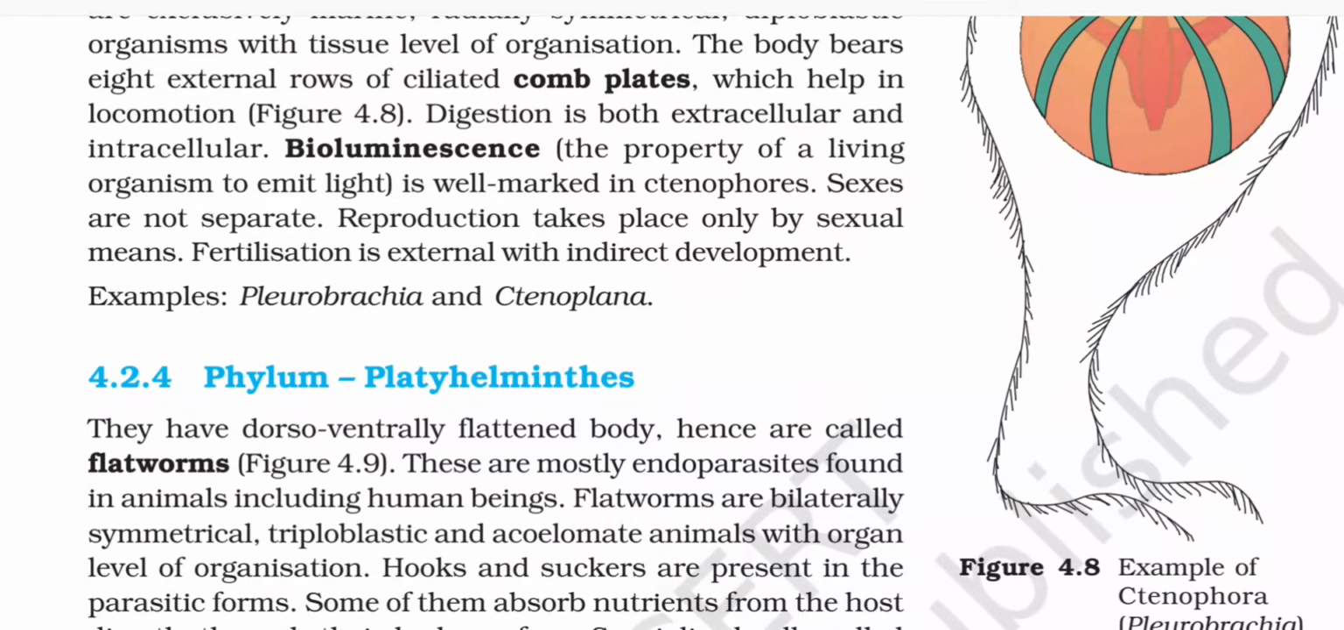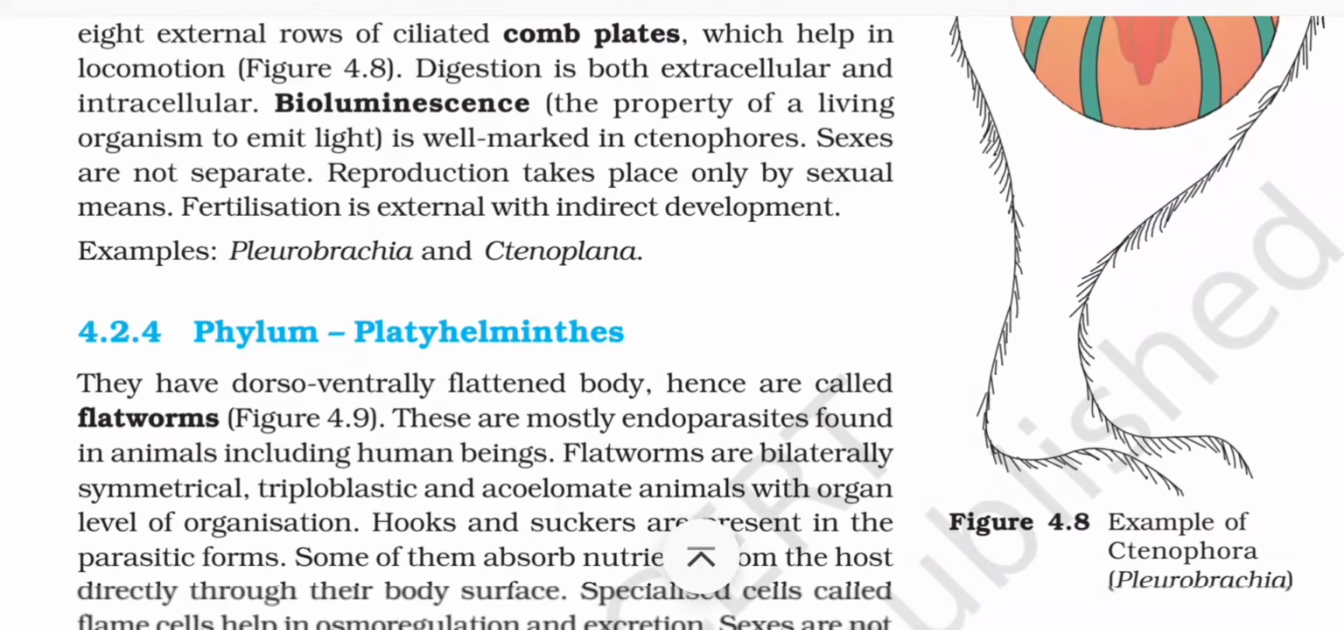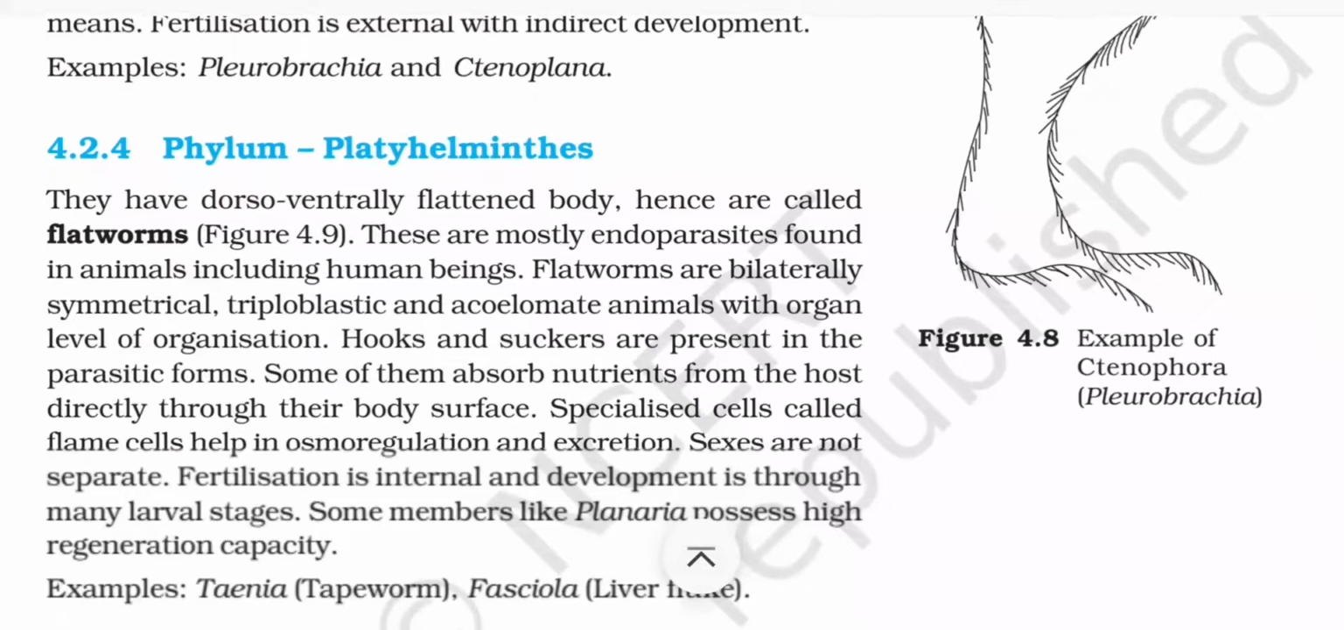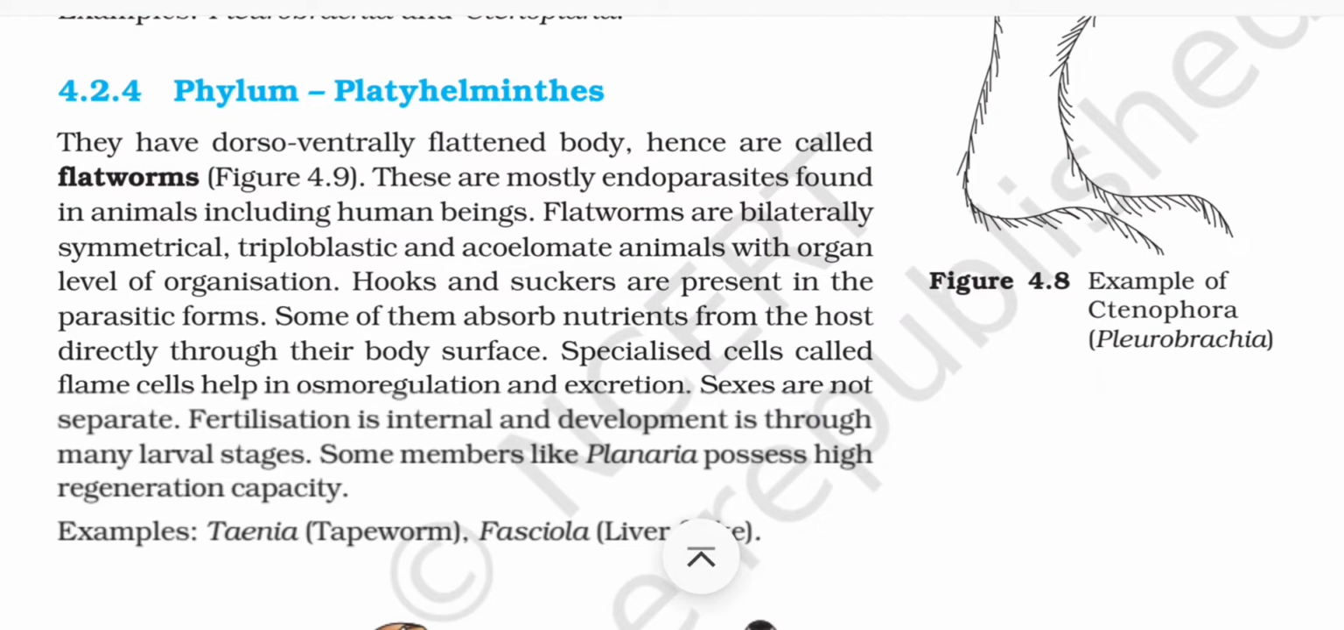Bioluminescence, the property of a living organism to emit light, is well marked in ctenophores. Sexes are not separate. Reproduction takes place only by sexual means. Fertilization is external with indirect development. Examples: Pleurobrachia and Ctenoplana.